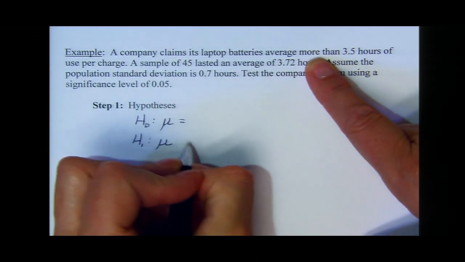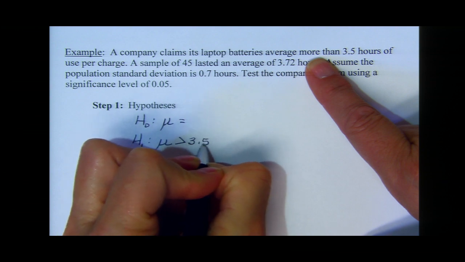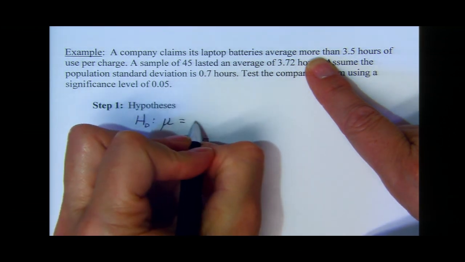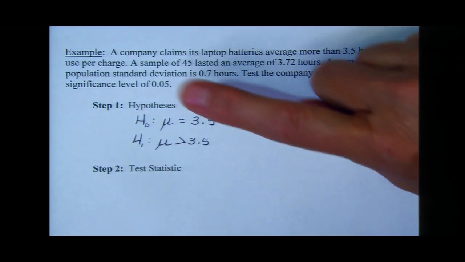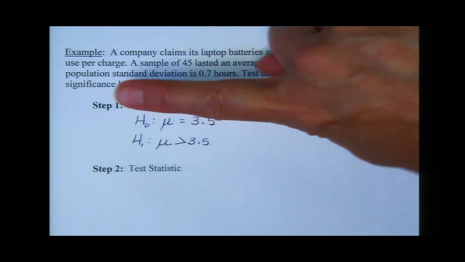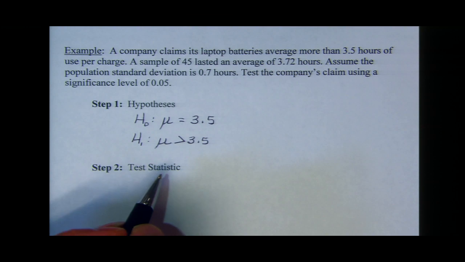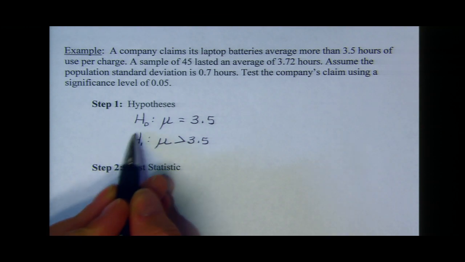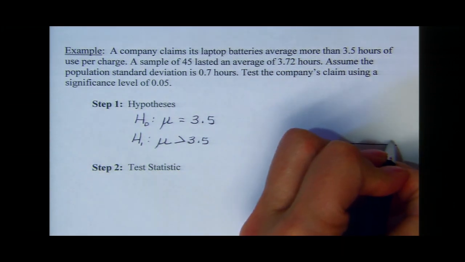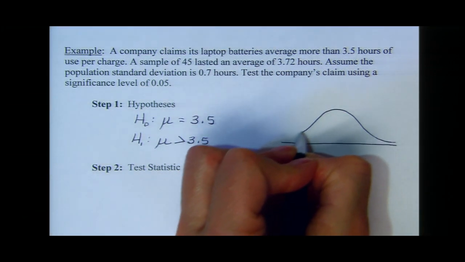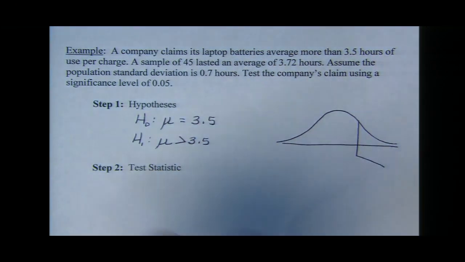So more than, the alternate would be greater than 3.5. So the null would be that it's equal to 3.5. So we're testing the claim to see if we can reject the null and say it is greater than 3.5. Now, at this point, it's a good idea to remember that the alternate is what dictates what type of test that we have. So since it is greater than, we know we have a right-tailed test.